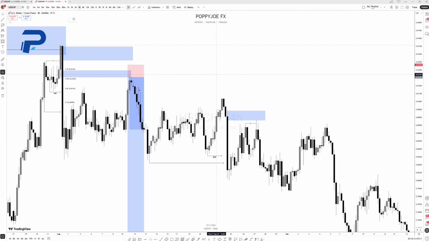So you must check, was price mitigating something here before you add your BOS? Remember, that's another factor for confirming a BOS, right? Check if there was a mitigation before it was actually formed, so that can even give you much more confidence and peace of mind.